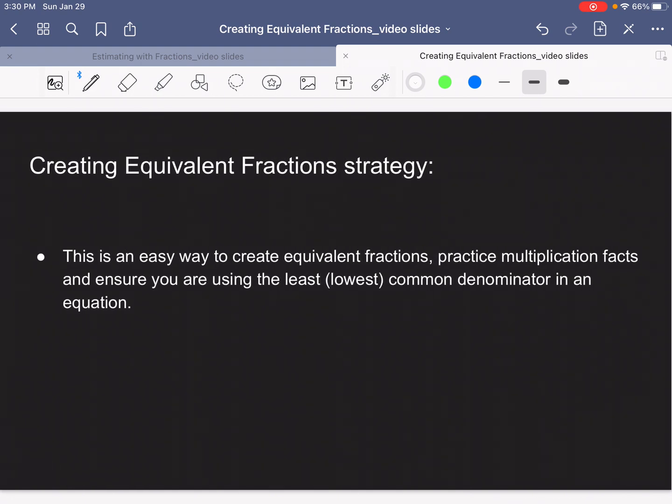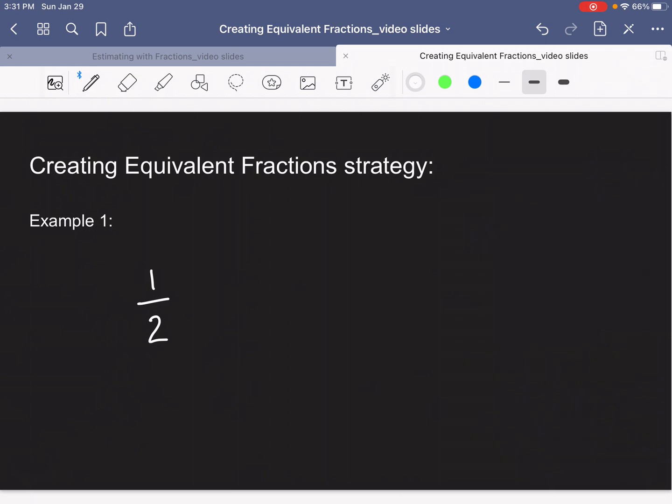When talking about the creating equivalent fraction strategy, this is just an easy way to create equivalent fractions, practice our multiplication facts, and ensure that we're using the least or lowest common denominator in an equation. This is going to be important because as we get into adding and subtracting fractions with unlike denominators, we're going to have to go from unlike denominators to like denominators. And we're going to use this strategy to help us find those common or like denominators.